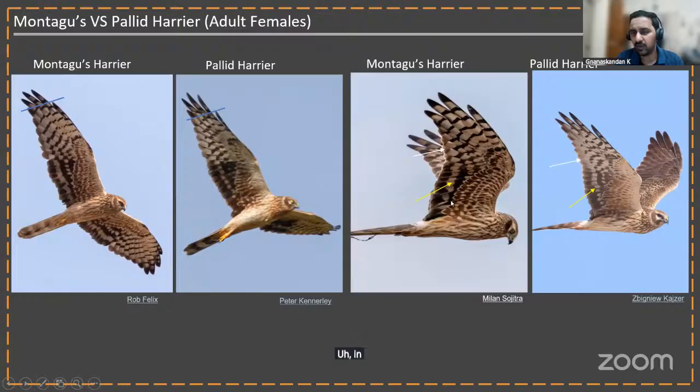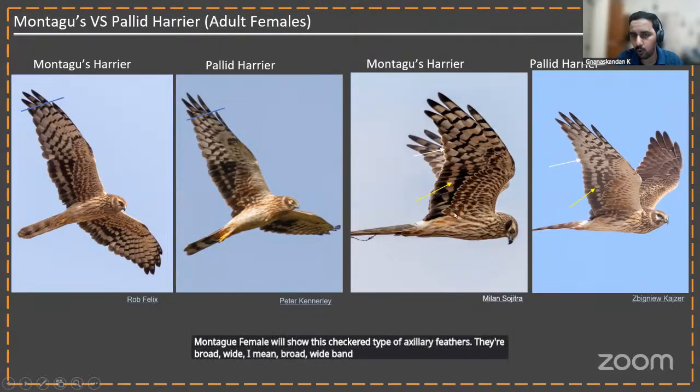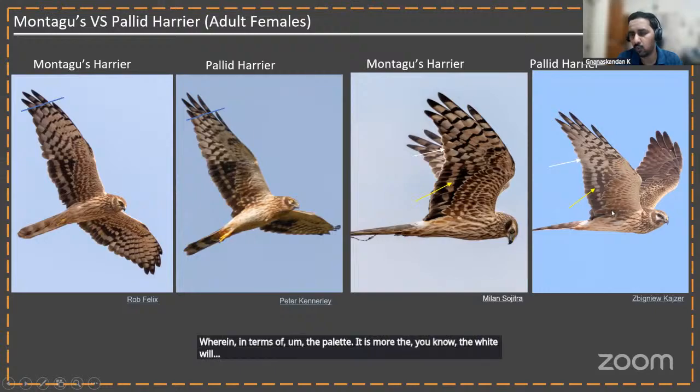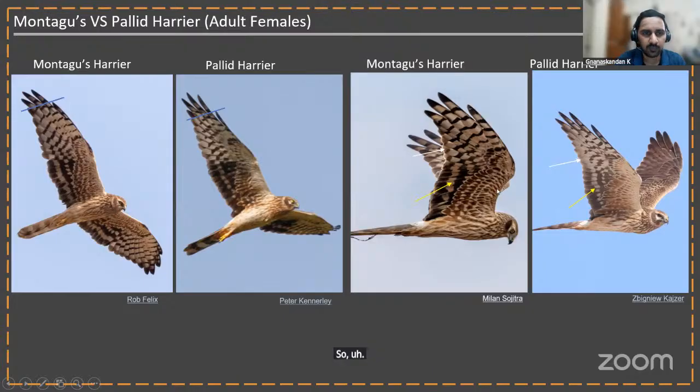In most of the birds, when we see it at close range, the Montagu's female will show this checkered type of axillary feathers. They're a broad white band and a broad brown band, which gives a checkered appearance. In the pallid, the white looks more like dots, where the brown is very broad. Also, you see that Montagu's have a longer outer primary. That is, the P10 is longer in Montagu's compared to that of the pallid harrier adults.